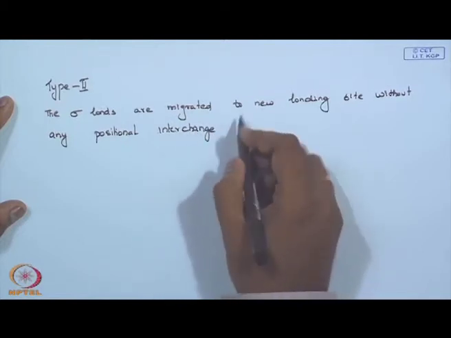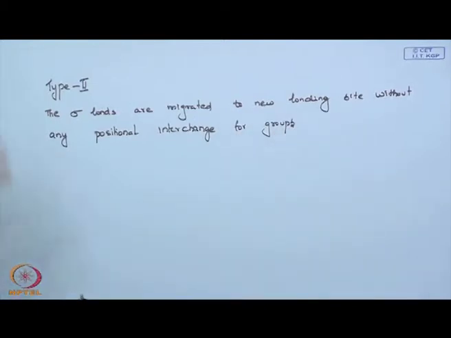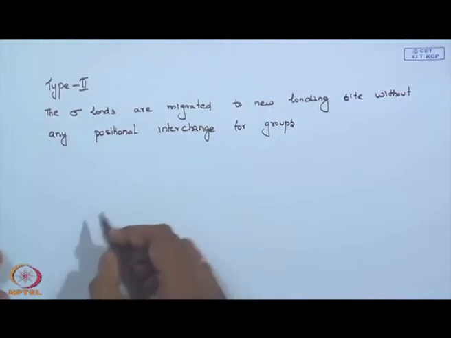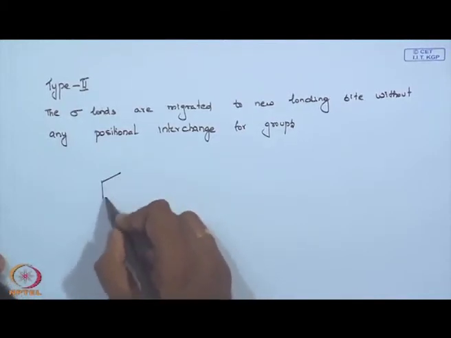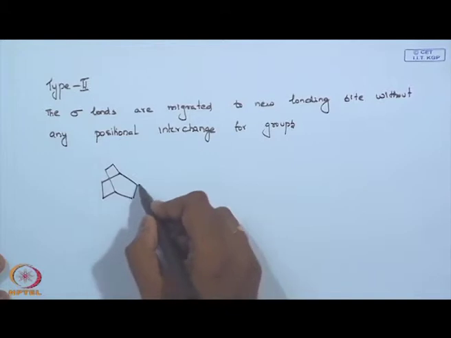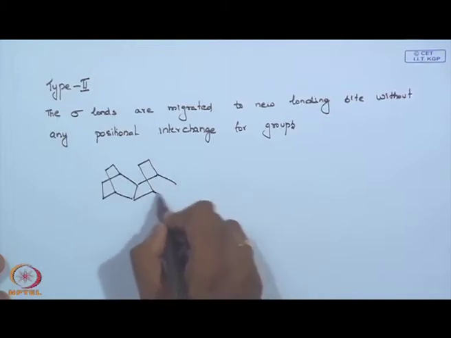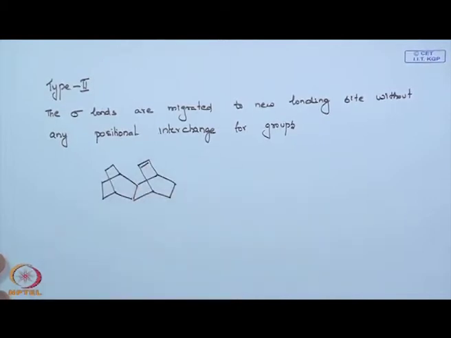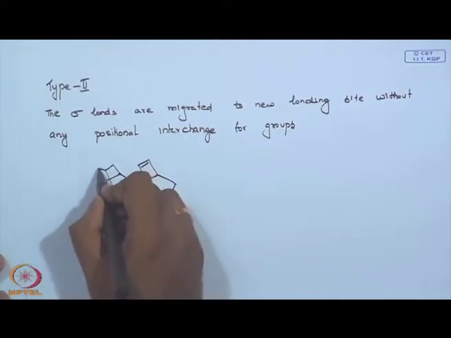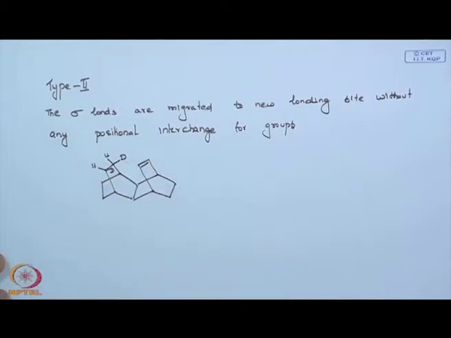Interchange for groups. Now we will see the example and see whether that fits with our definition. So I take this molecule. I have a double bond here, fine. In this case, I keep my hydrogen, but on one side I keep deuterium and here also deuterium. Instead of hydrogen, I made it a deuterium.